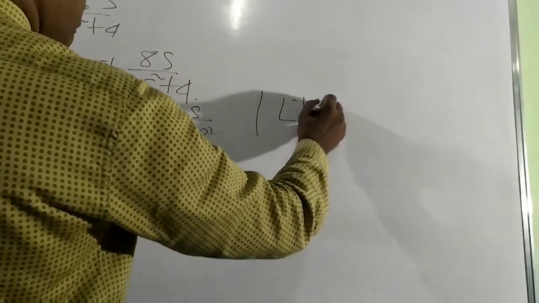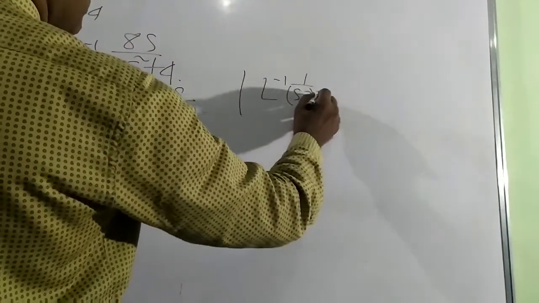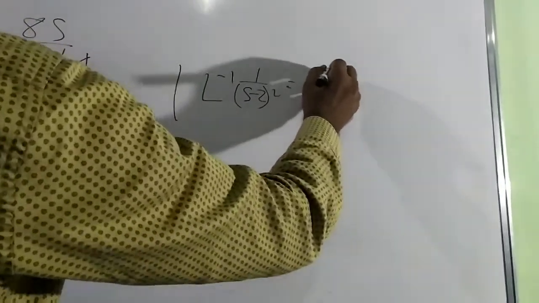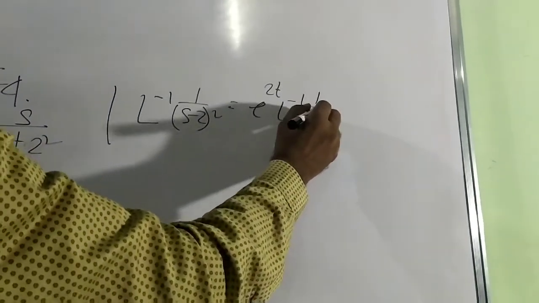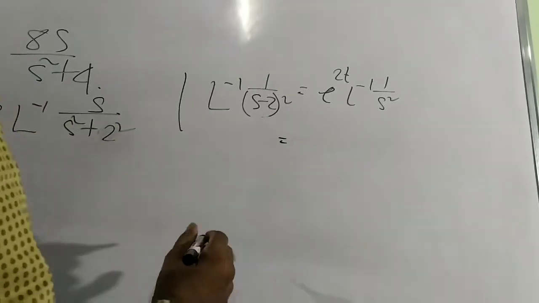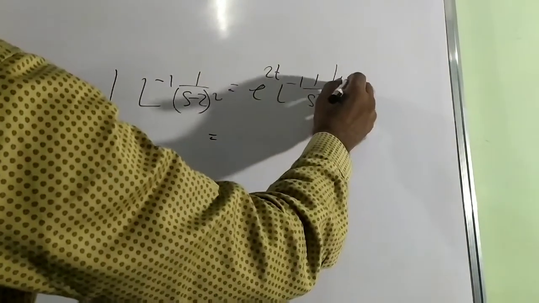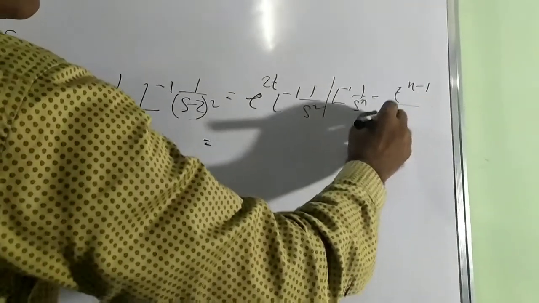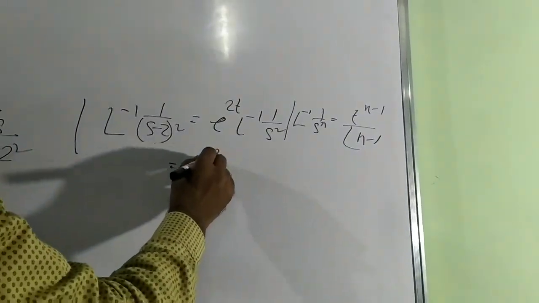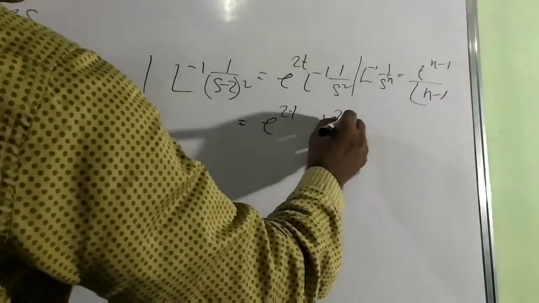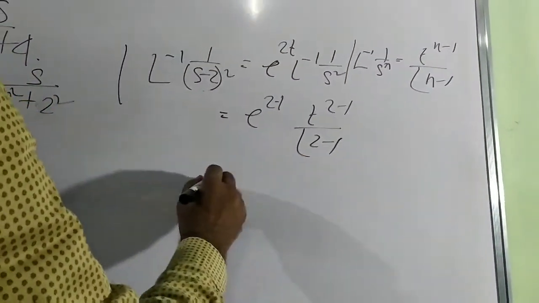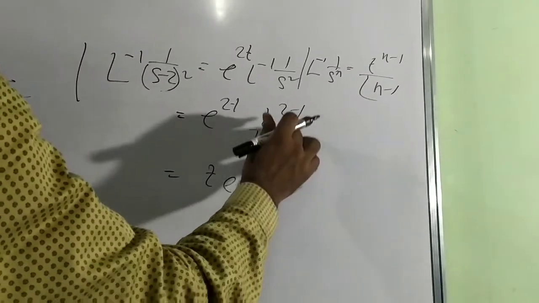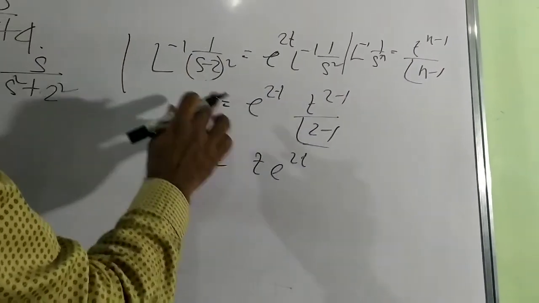L inverse 1 by s minus 2 whole square. If we remove this 2, then this will be e to the power 2t, L inverse 1 by s square. And L inverse 1 by s square, you know this formula: L inverse 1 by s to the power n is t to the power n minus 1 by factorial n minus 1. So e to the power 2t, t to the power 2 minus 1 by factorial 2 minus 1. 2 minus 1 is 1, so we only get t. So this is t e to the power 2t ultimately.